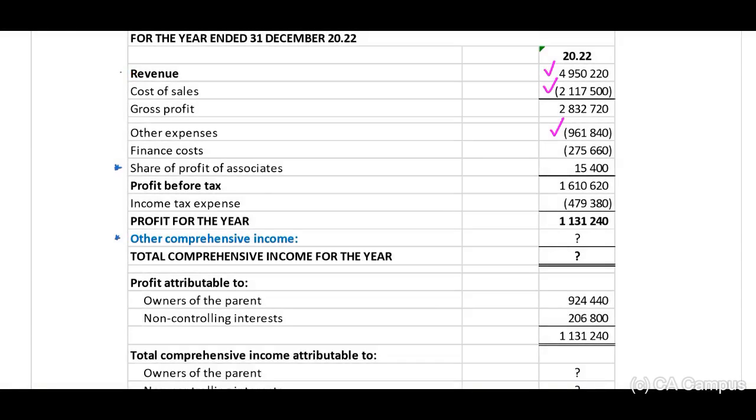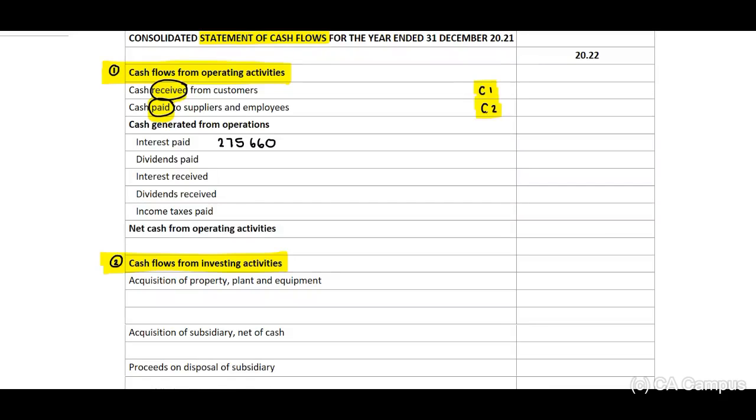Then the next line item, my finance cost, immediately on the face of our cash flow statement. Therefore, we transfer this on the face of our cash flow statement. Remember, we need to indicate our interest paid, interest received, dividends paid, dividends received, and our income taxes. This is our interest paid. Therefore, at the end, most probably, this will include a negative.